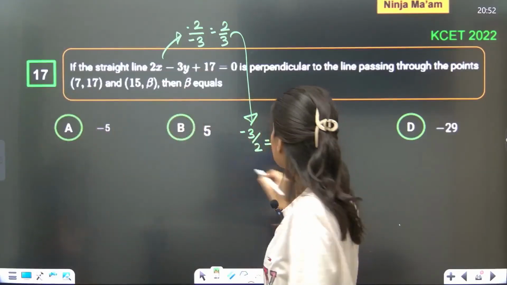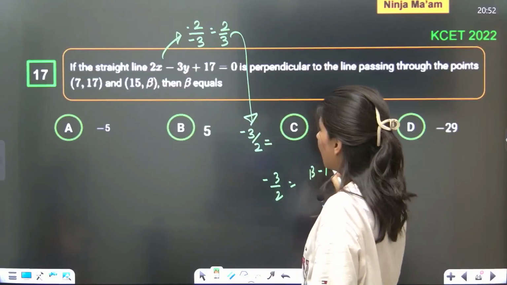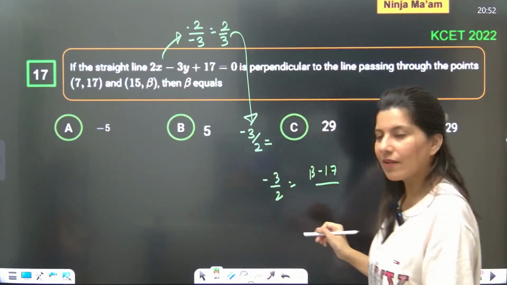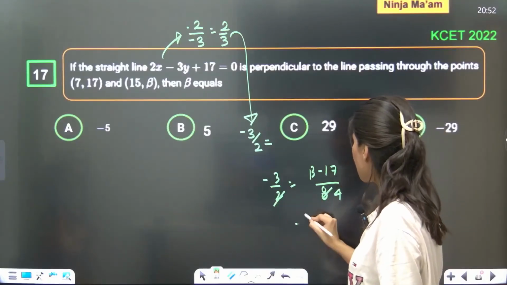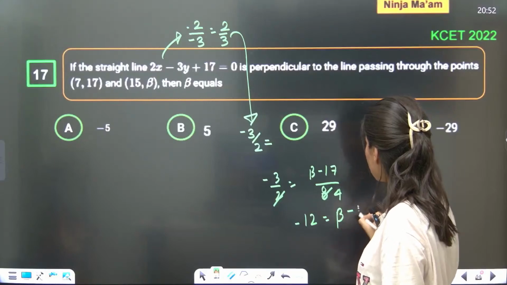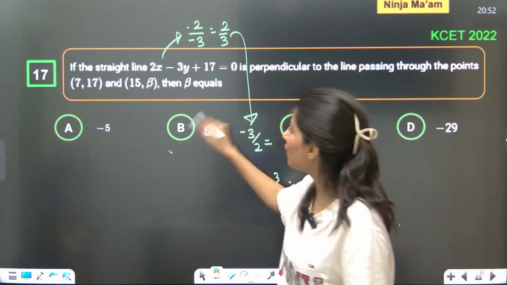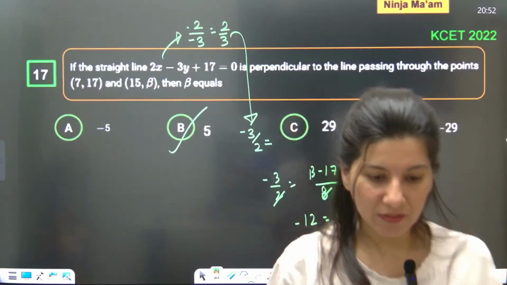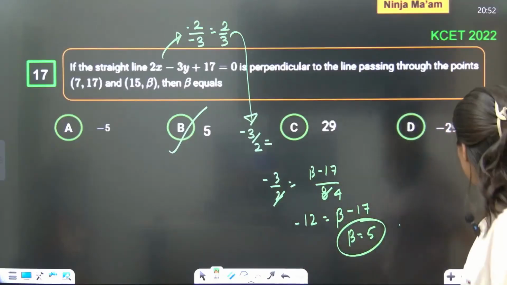So beta minus... minus 3 by 2 is equal to beta minus 17 over 15 minus 7, and 15 minus 7 is what? 8. Yes. So this is minus 12 equals beta minus 17. Beta is nothing but 5. Beta is coming out as 5. Option B, absolutely right. Okay. All right. Clear? Everybody?